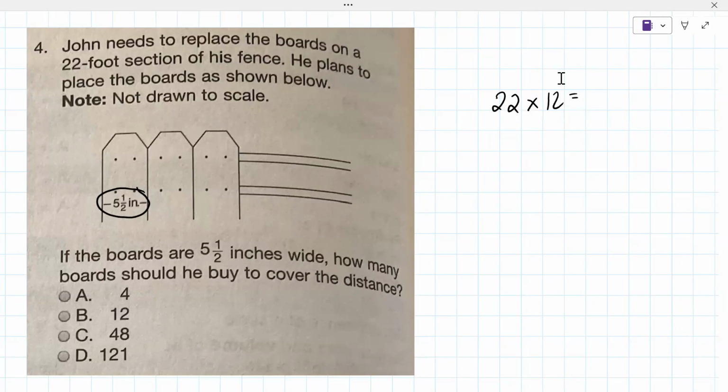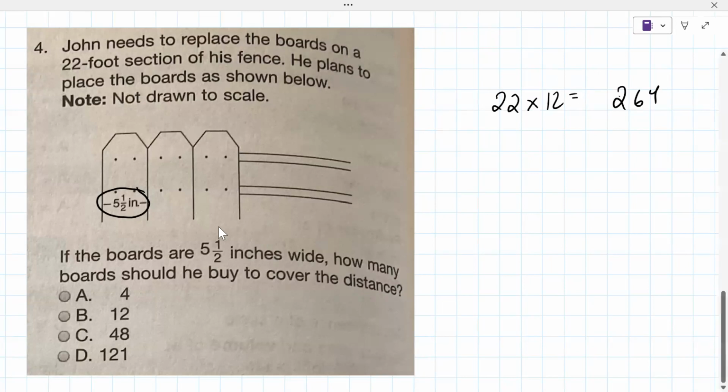And it's okay if you want to use a calculator while we're doing our lesson. Okay, my pencil broke. Is it 264? Okay, so 264.